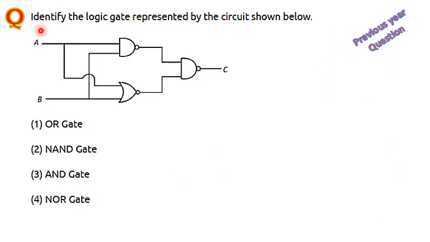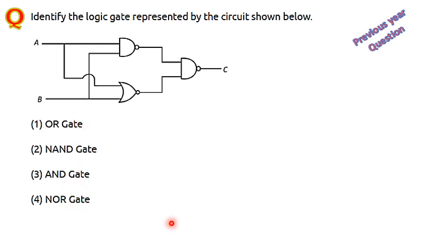Okay, next one. Next one is also one of the interesting problems to solve. Identify the logic gate represented by the circuit shown below. So these are all the circuit. From the circuit, we have to get what the output is, that output which is equivalent to any one of the gates.